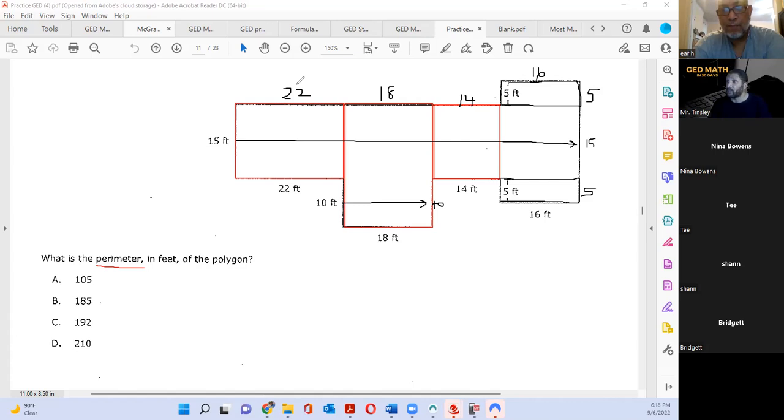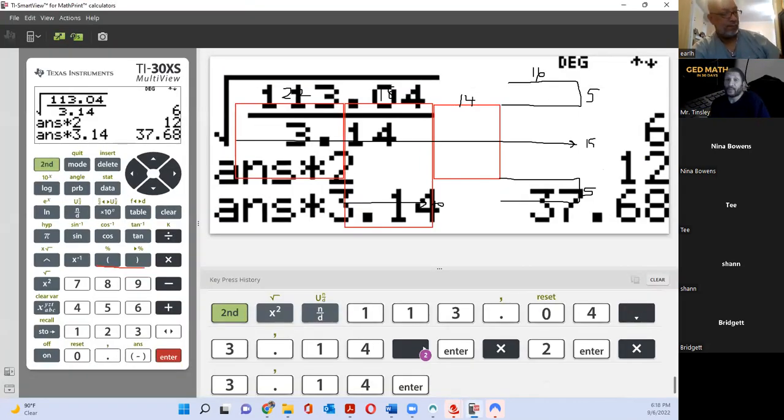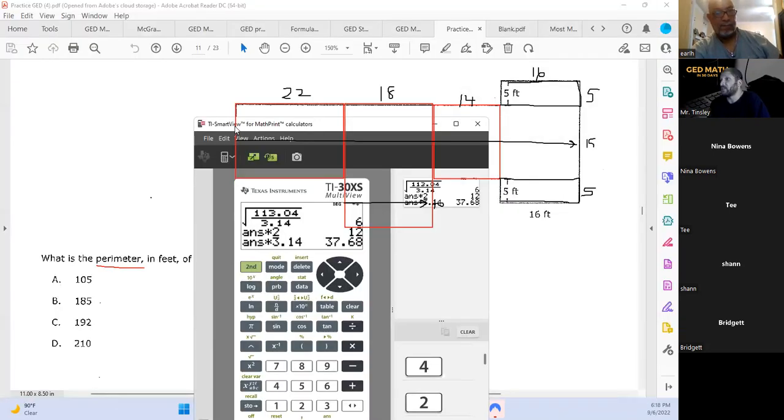So we would add 22 plus 18 plus 14 plus 5 plus 16 plus 5 plus 15 plus 5 plus 16 plus 5 plus 14 plus 10 plus 18 plus 10 plus 22 plus 15. And I think it comes out to 210, I forget. But we can do it on the calculator. Now this is a long one, and a lot of people make mistakes even using the calculator.